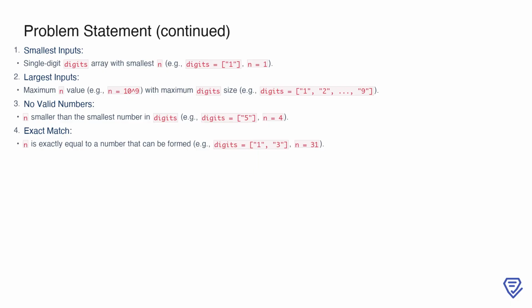Another edge case occurs when n is smaller than the smallest number in digits, such as digits equals 5 and n equals 4, where no valid numbers can be formed. Finally, there's the case where n is an exact match for a number we can form, like digits equals 1, 3, and n equals 31, where the number 31 is included in the count. These cases help ensure our solution is robust and handles all scenarios effectively.